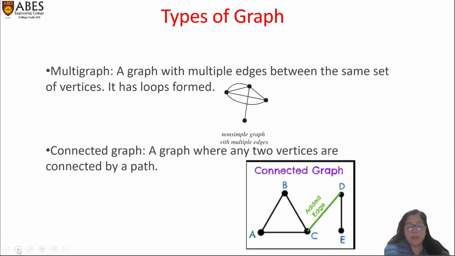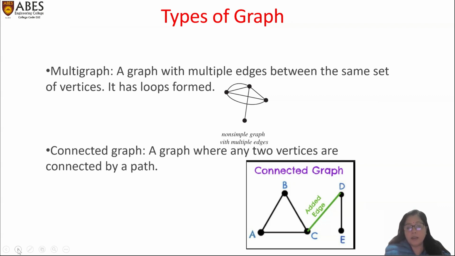Then multigraph. What is a multigraph? A graph with multiple edges between the same set of vertices, or where a loop is formed, is called a multigraph. Now another form of multigraph is a pseudograph, in which the vertices have a self loop. That is, the vertex traverses to itself. So these types of multigraphs are called pseudographs.